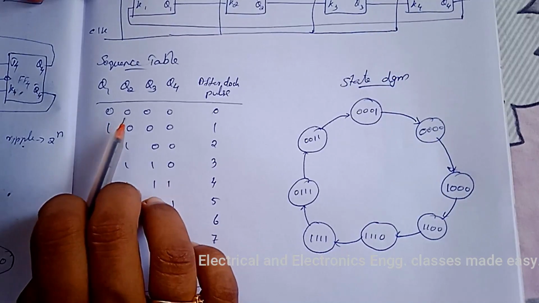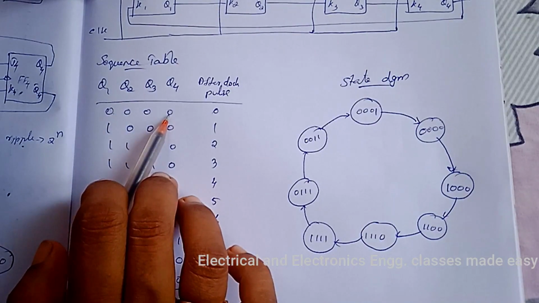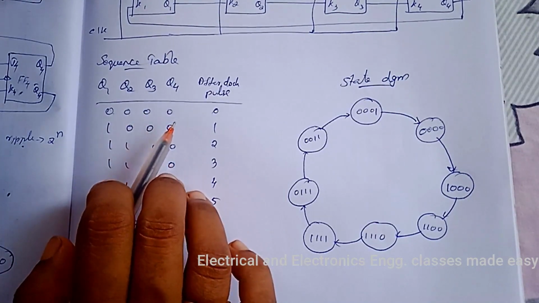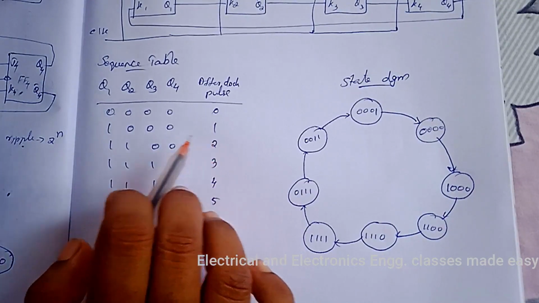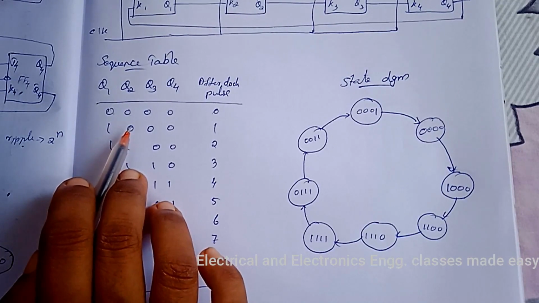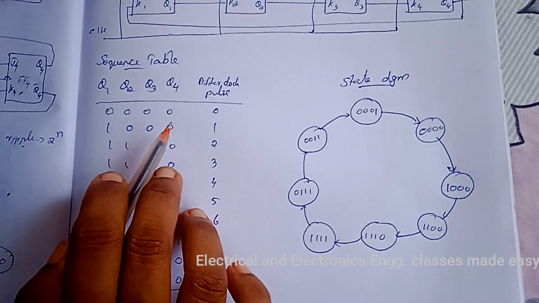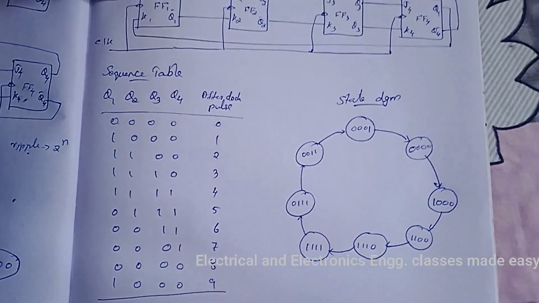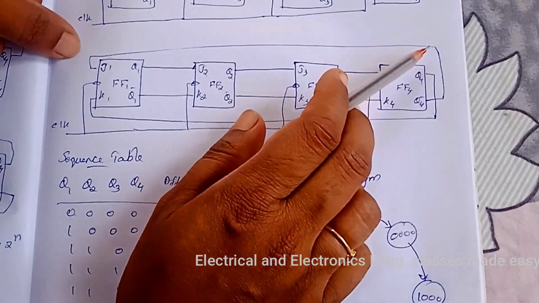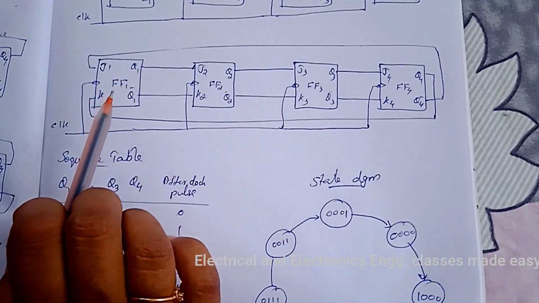Initially all the flip-flops are reset, that is 0 0 0 0. All the output states are 0 0 0 0, and after each clock pulse the level of Q1 is shifted to Q2, then the level of Q2 is shifted to Q3, Q3 is shifted to Q4, and Q4 bar is connected to the first flip-flop, so Q4 bar is shifted to Q1.